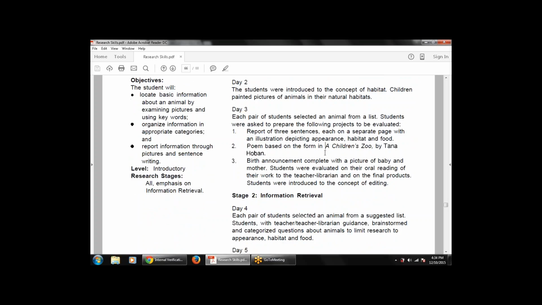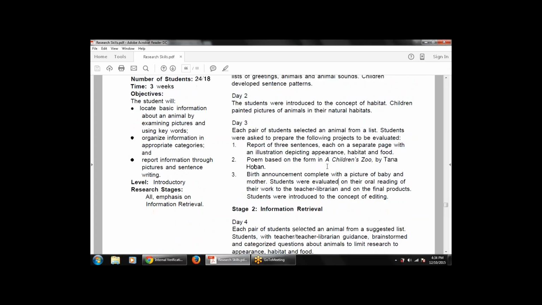Then a poem based on form A in the children's zoo, then a birth announcement complete with a picture of the baby and the mother. So this is the planning part that is carried out.